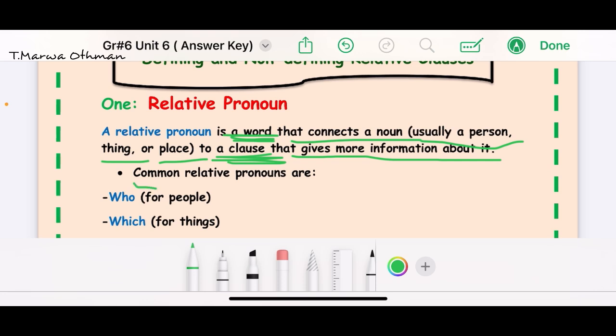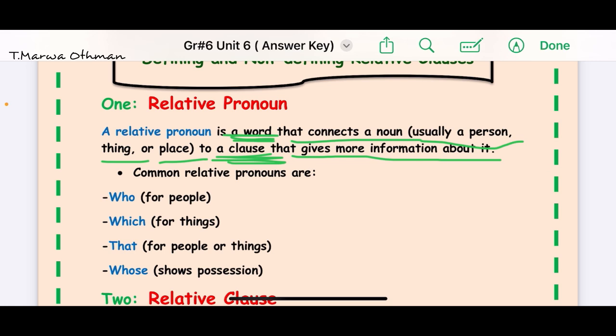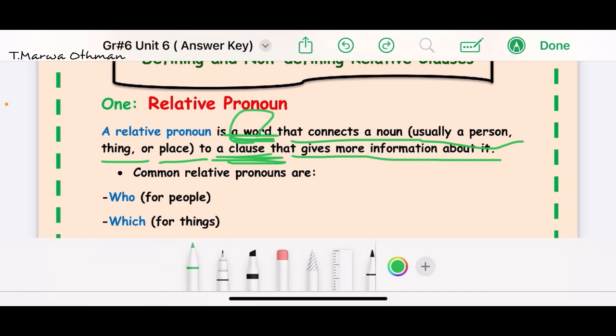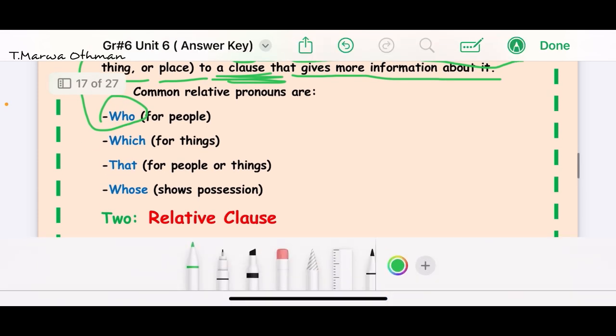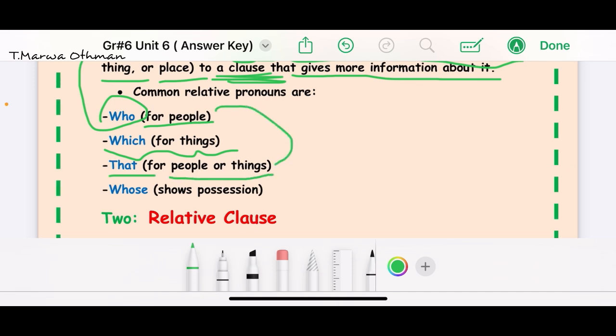So let's see the common relative pronouns. What are they? Who? We talked about it, it's a word. So we use who when we want to talk about people. We use which when we want to talk about things like table, cats, animals, anything. That, I can use it for people or I can use it for things. Whose, when we want to show possession. Possession means when there is something for someone. We are going to see more examples about it, okay?